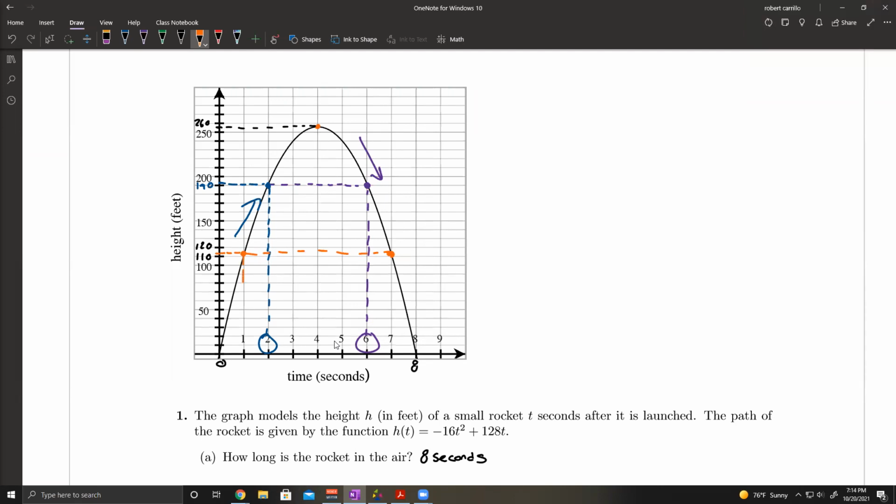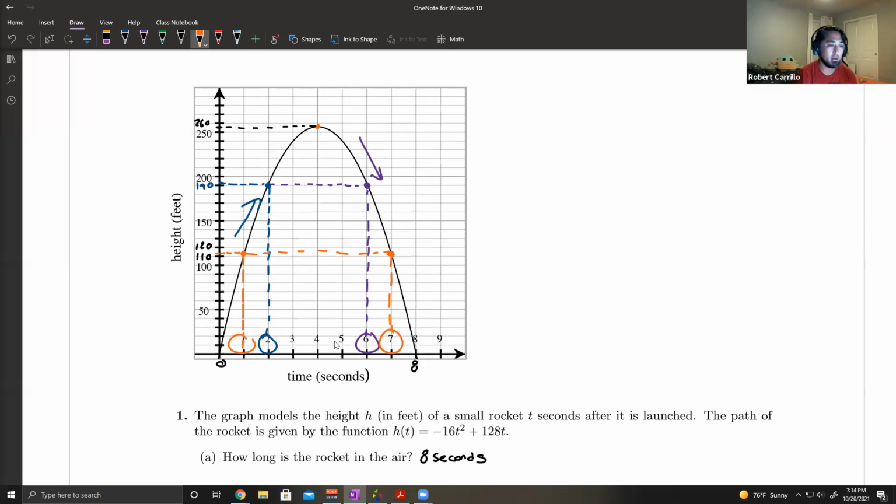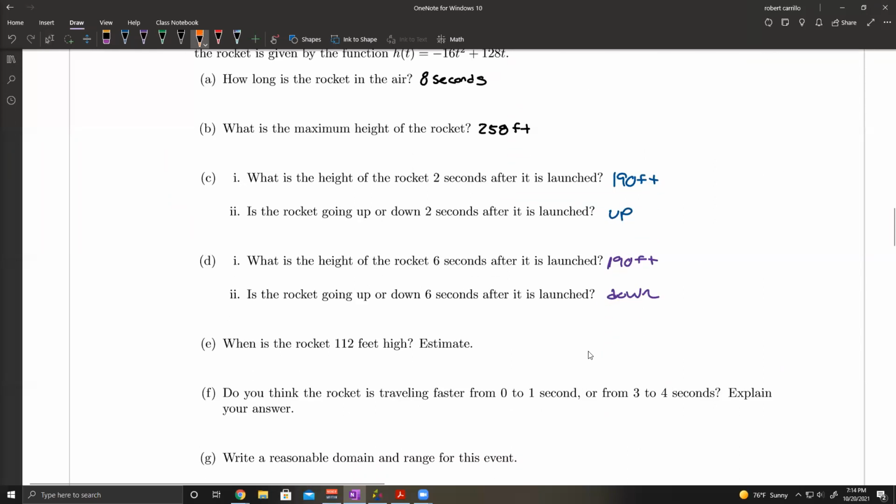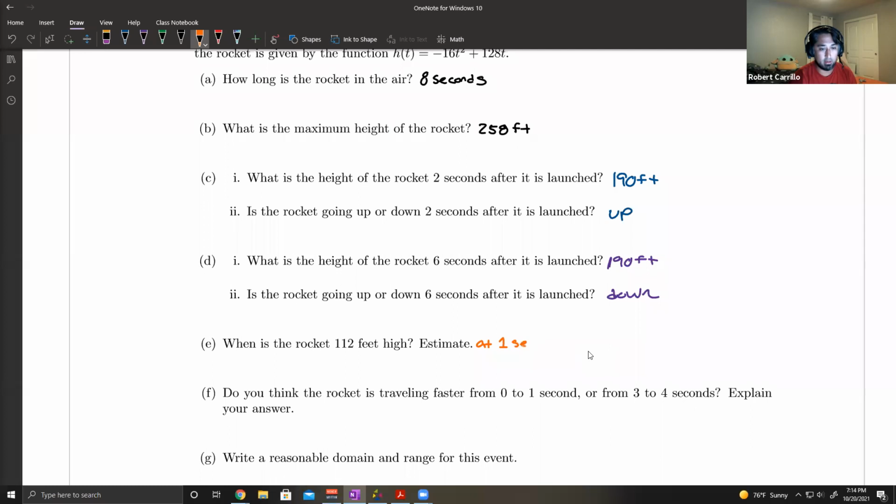1 second. And then again, when is it 112 feet high? How many seconds? 7. So 1 and 7 seconds. So when is the rocket 112 feet high? At 1 second and at 7 seconds. Okay.